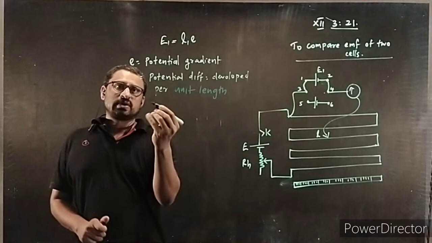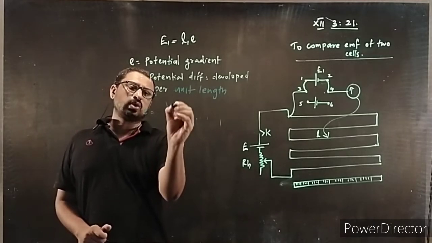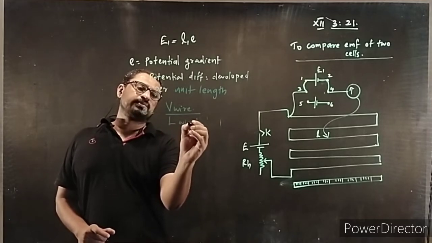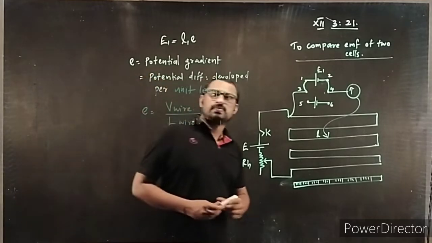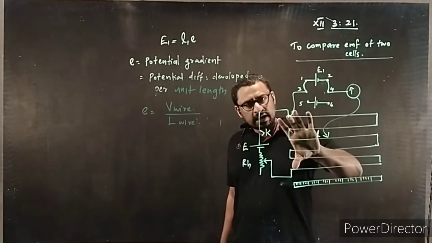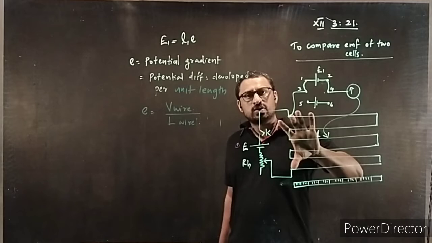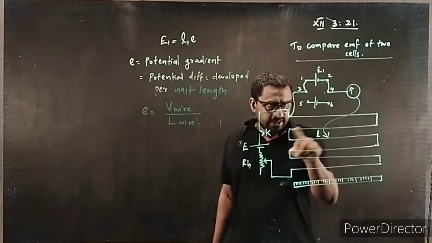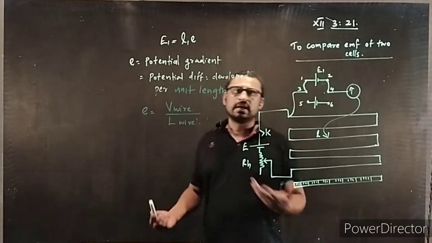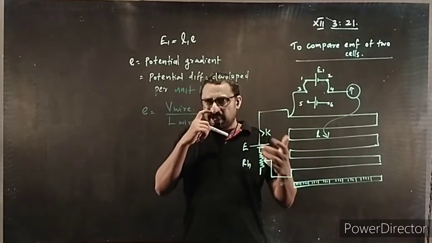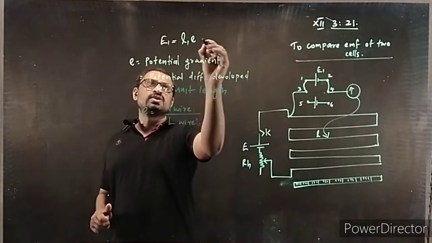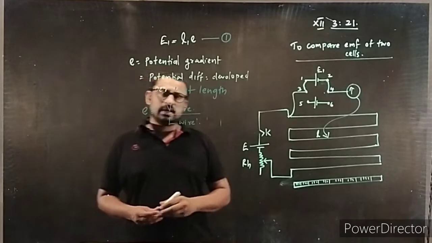How can you find it? You can find it like E is equal to the total potential difference across the wire divided by the length of the wire. You find what is the total potential difference developed across the wire. You take a voltmeter and connect between these 2 points. You can find the total potential difference and divide it by the length of the wire, 10 meter, which means 1000 centimeter. You will get the voltage per unit length. That is what we call the potential gradient. So we got one equation, E1 equal to L1E.